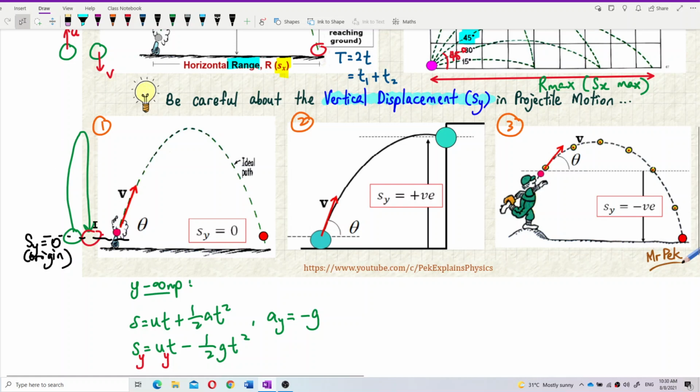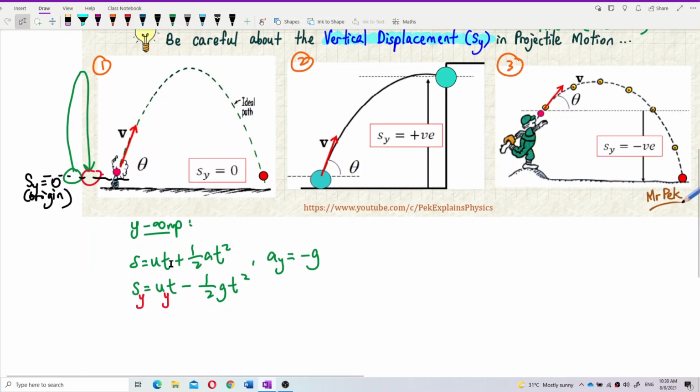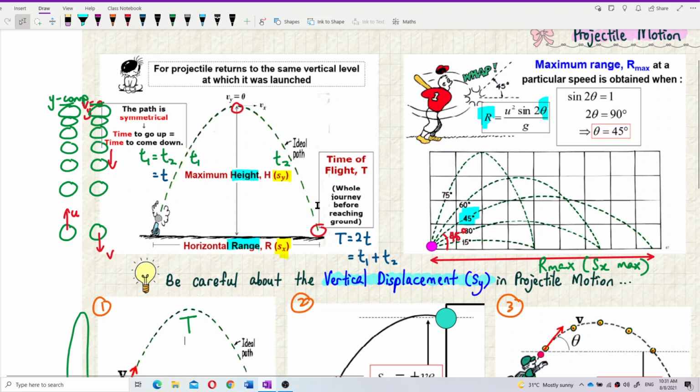The y component of the free fall motion has returned to the same level, returned to the origin. So Sy is 0. Let's say we want to find the time of flight. What's the time of flight for the ball thrown up at an angle and then returned to the ground? What is the total time of flight, the whole journey before reaching the ground?